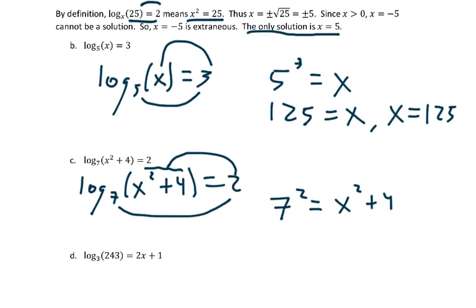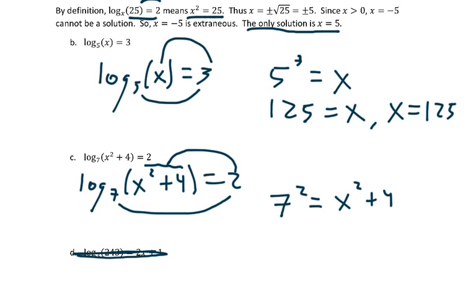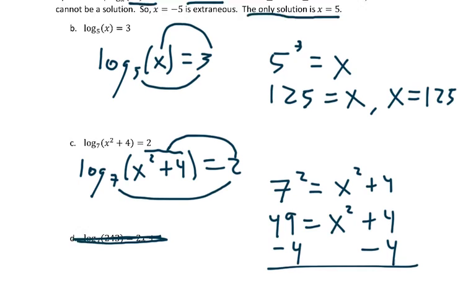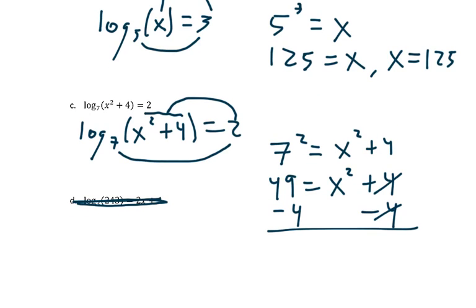Okay, now we know 7 squared, we'll do that later. We know that 7 squared is 49. So we have 49 is x squared plus 4. Okay, we want to get x, right? So we subtract. Okay, these cancel. We get 45 is x squared. In other words, x squared is equal to 45.